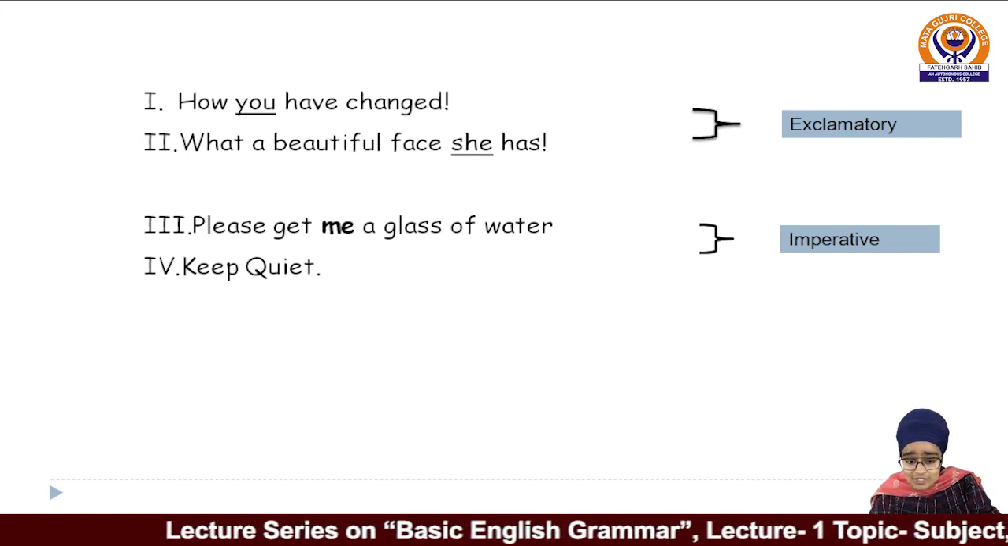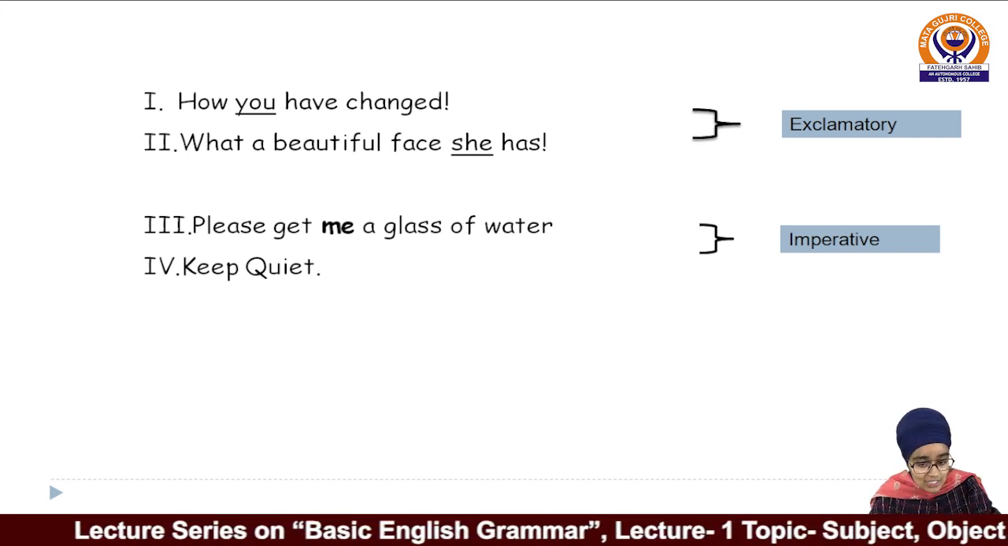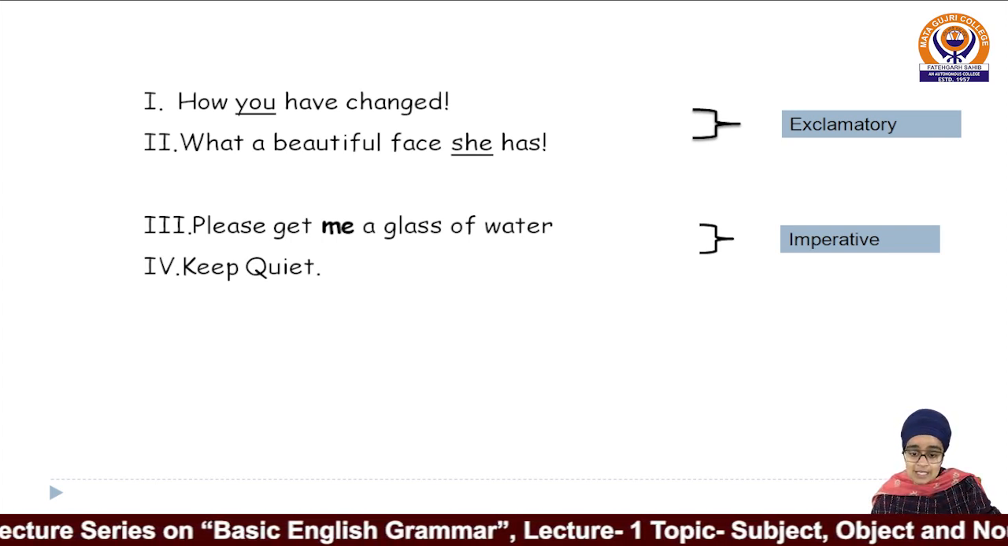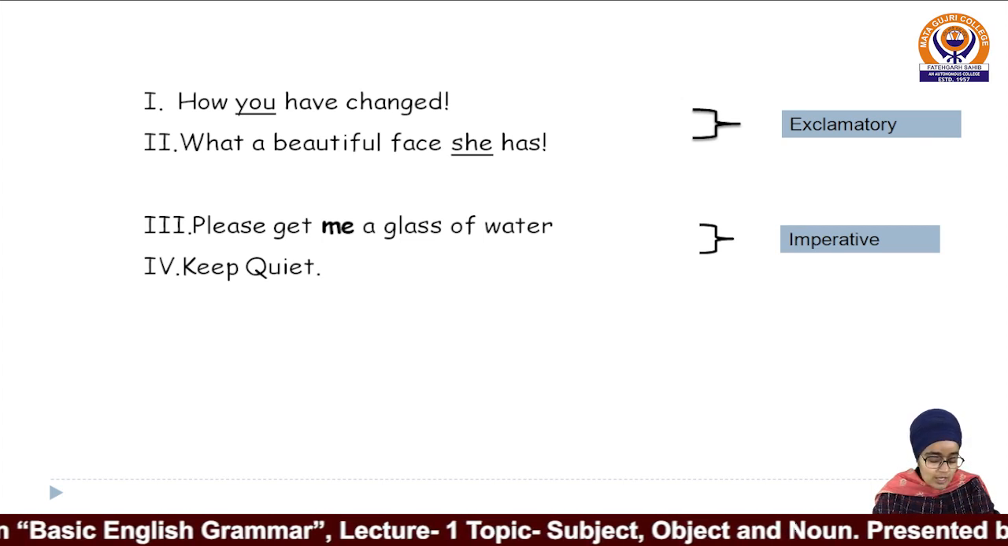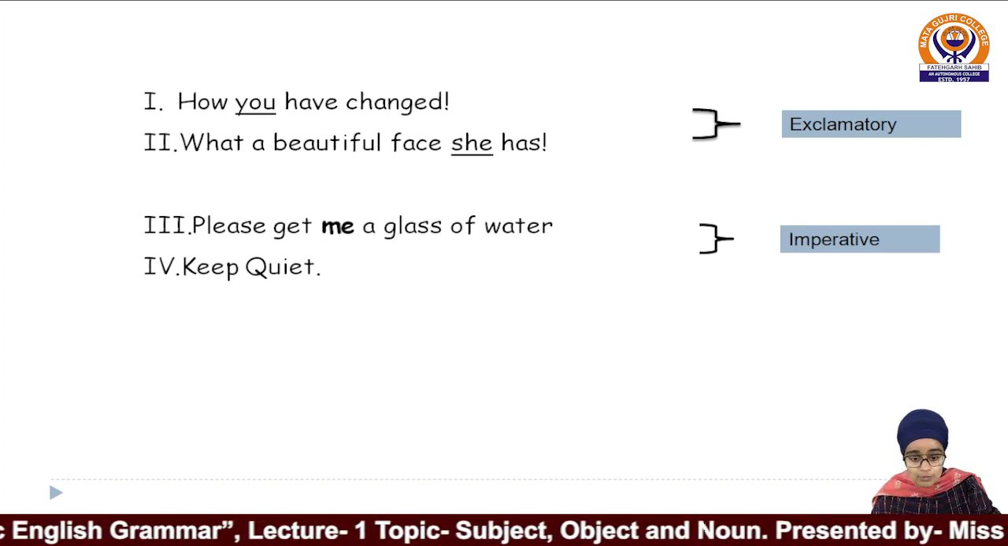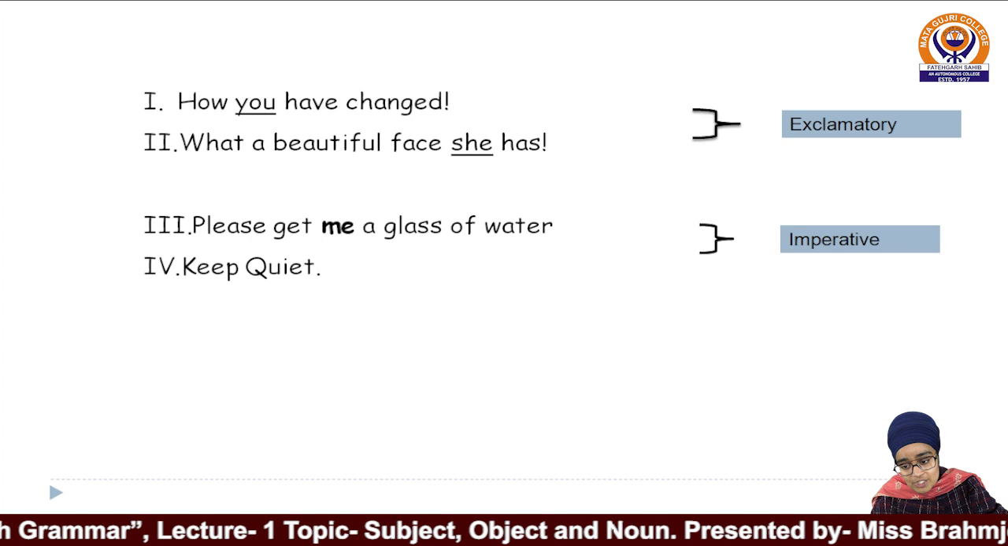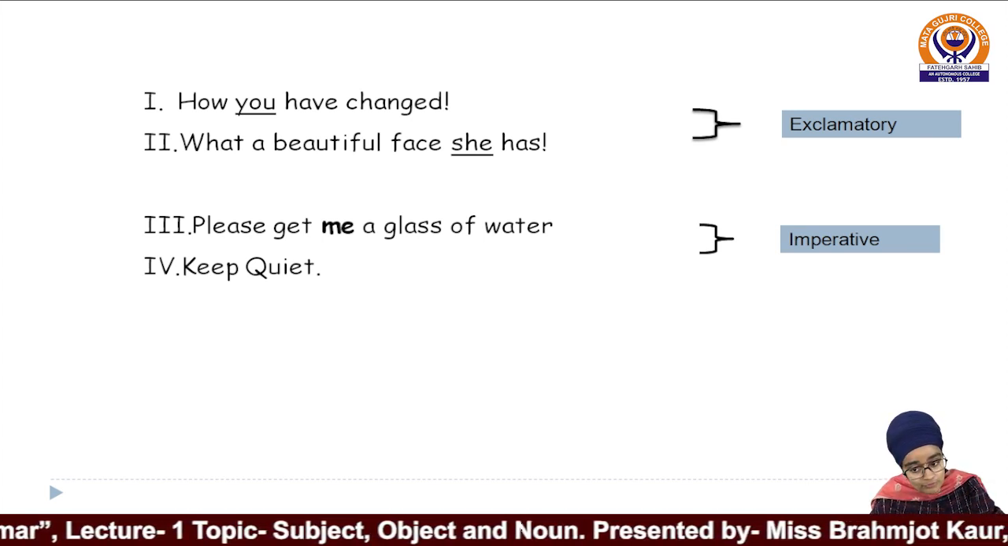Example, how you have changed. What a beautiful face she has. In both the sentences, you have the subject, but the object is missing. Now, there are sentences where you cannot have the subject, you cannot have the object, and sometimes even both of them are missing.